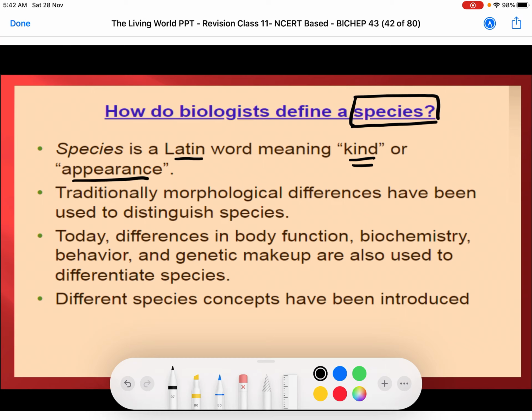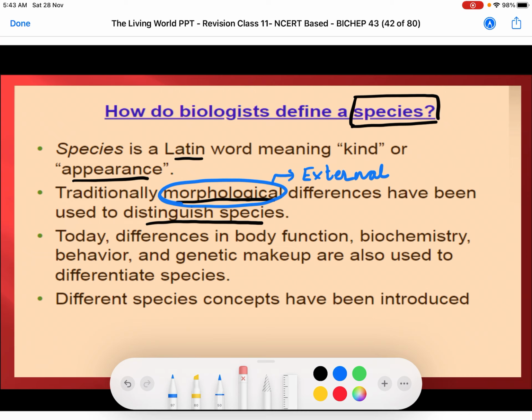Traditionally, morphological differences have been used to distinguish a species. Now, what is a morphological difference? The differences which are external or related to the structure of a particular organism are termed as the external or morphological characters. So we are considering those morphological characters here to distinguish a particular species.